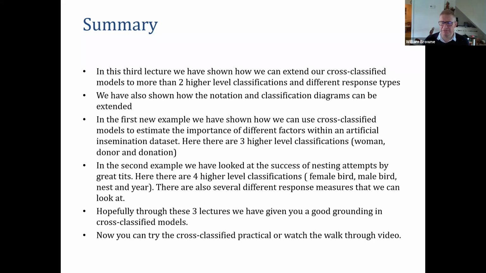We're going to finish off after this. We'll also put up on the website a cross-classified practical. So here you can watch, you can try the practical yourself, or you can watch the walkthrough video. And it will cover the Fife and Scotland example that George covered in the second of these talks.